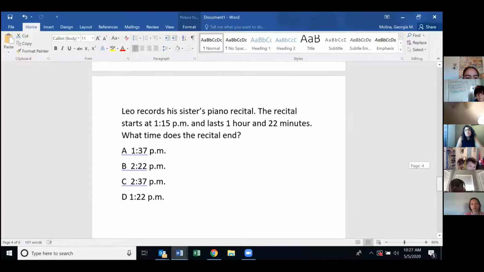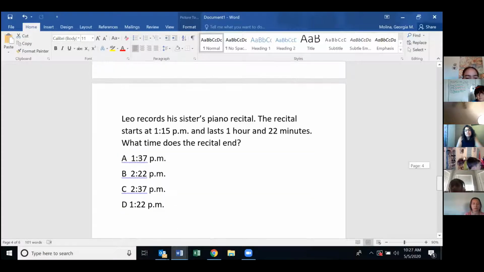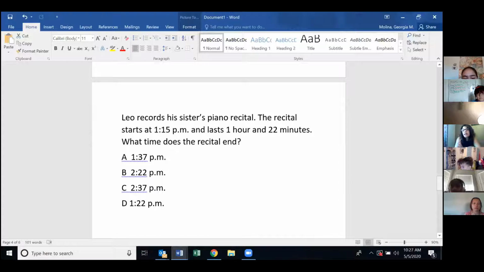Now I have this problem here. Get your pencil and paper, and let's make this a game. Boys and girls. Let's see if the boys can beat the girls and the girls can beat the boys. Let's see who gets this first. Can everybody see the problem good? Unmute yourself and let's go, because I want to see who wins. Is it going to be the boys or is it going to be the girls?